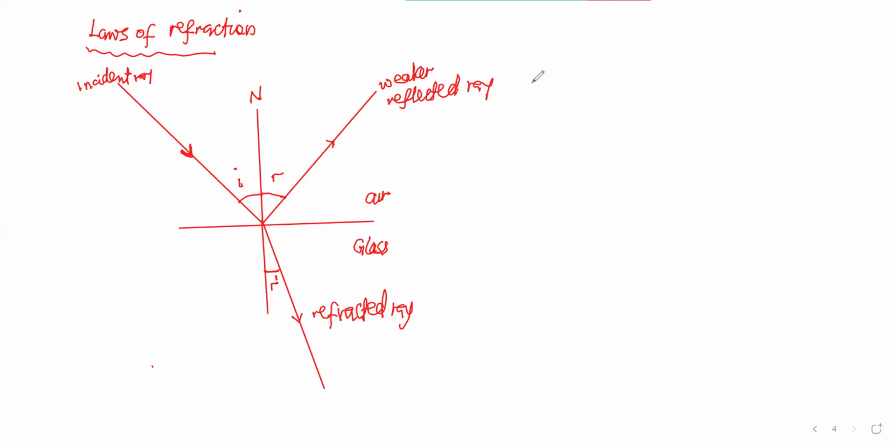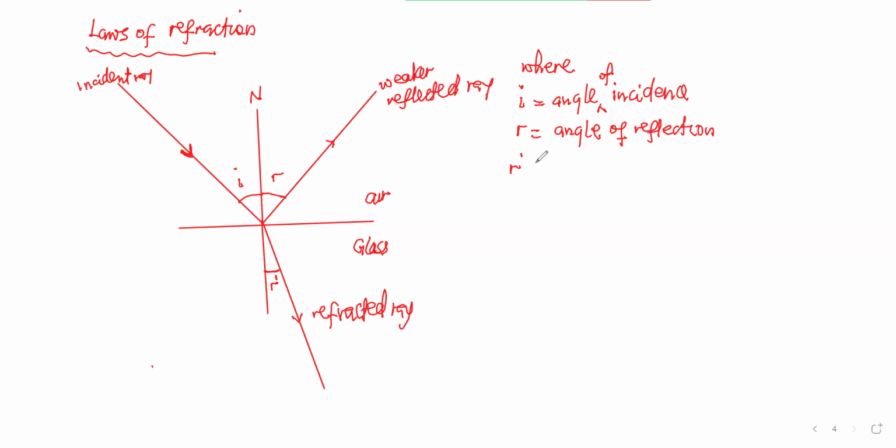So where I is equal to the angle of incidence, then R is the angle of reflection, and R prime is the angle of refraction.